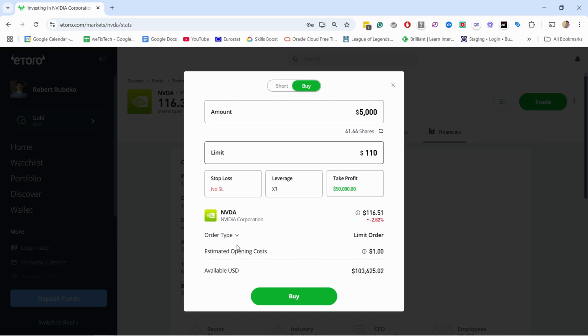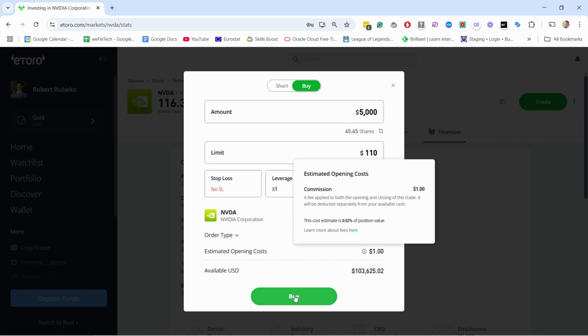The next here, you have the estimate opening cost. So you have $1 here because we're buying just a normal stock. There's no other fees here. And then when you sell it, you also pay that $1. So let's buy it now.